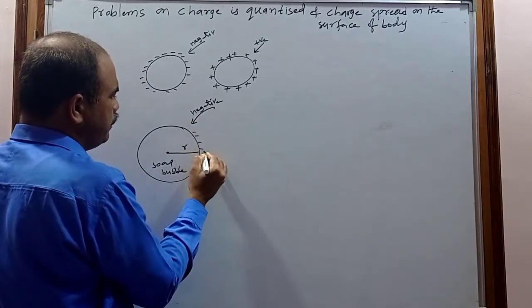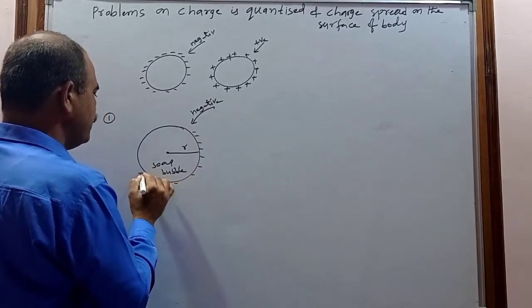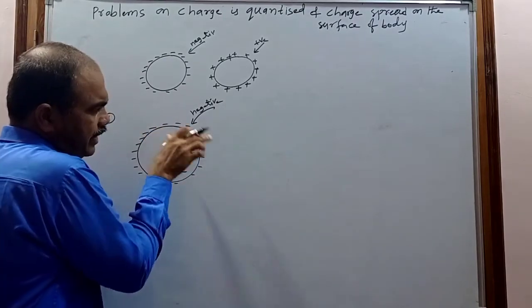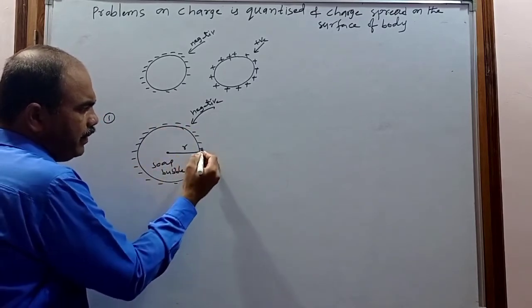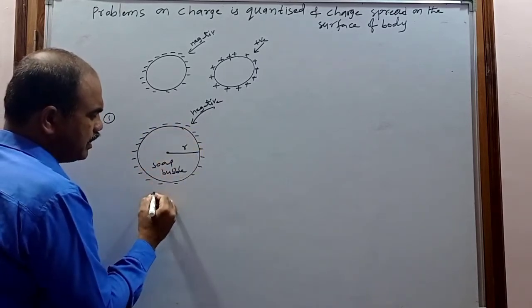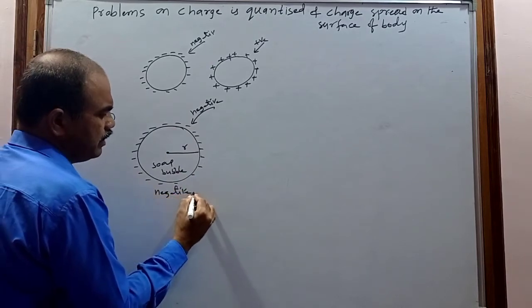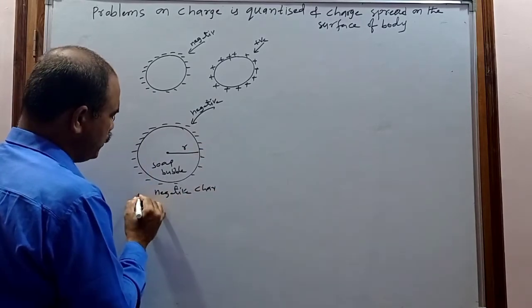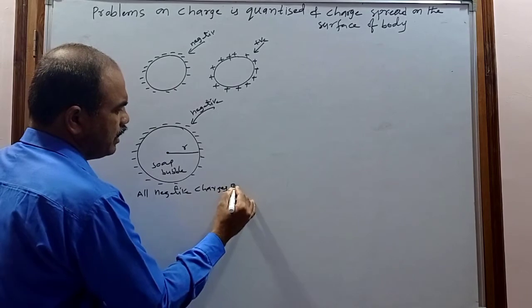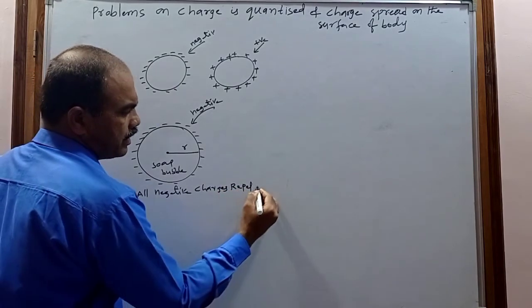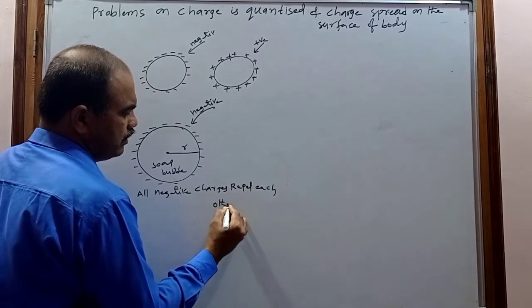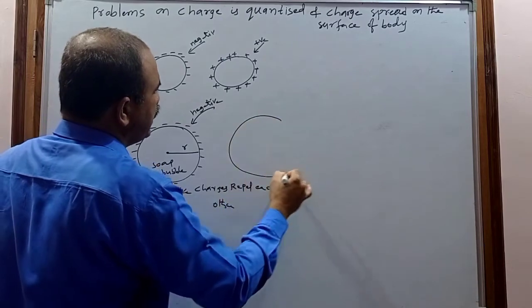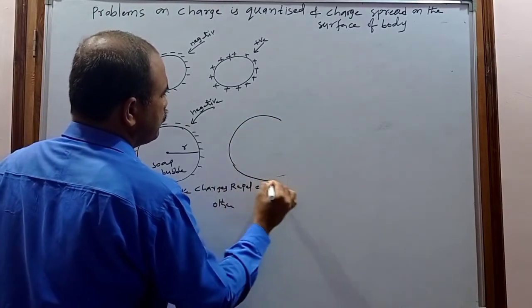That negative charge will be spread only on the surface of the soap bubble. When the negative charge is spread on the surface, these negative charges repel each other, because they are like charges. So when all the negative charges repel each other, its radius will increase.